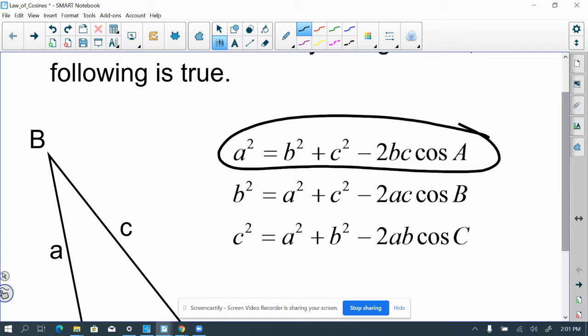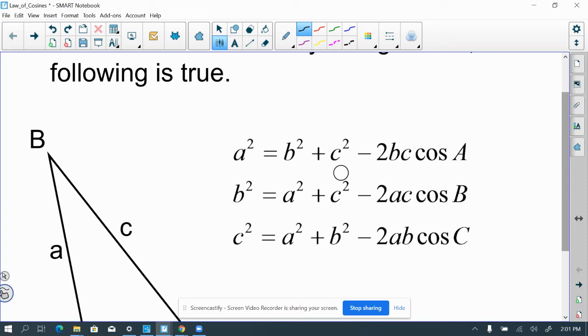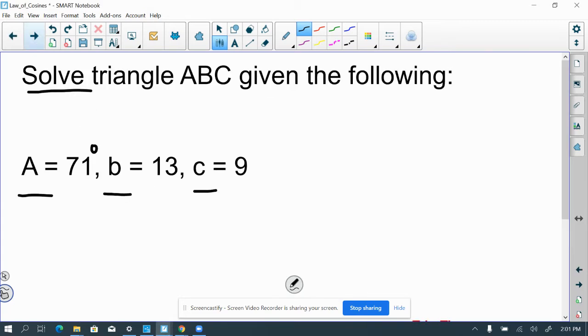I really just have to do this one. I don't have enough information for that one, and I don't have enough information for that one. I have side B, side C, and angle A. So you want this memorized? Write it out.